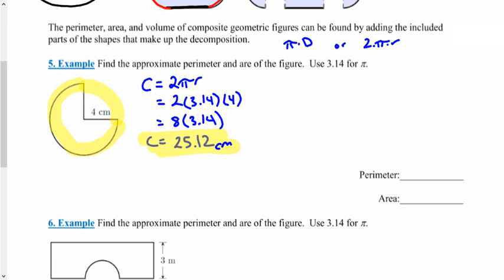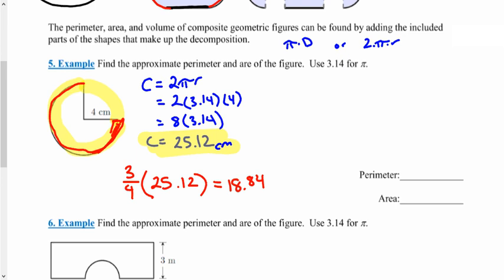Okay. Next, if I only want 3/4 of that, I'm going to take 3/4 times 25.12. Now we can divide it by 4 and then multiply by 3, or you can multiply it by 0.75, whatever you want to do, but that's going to end up being 18.84. Now, that is this part, and I feel confident in saying that. So we've gone around, that's this part here.